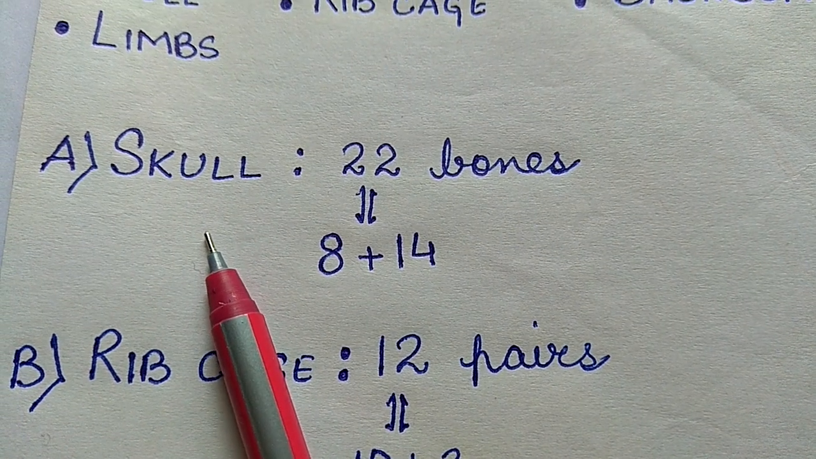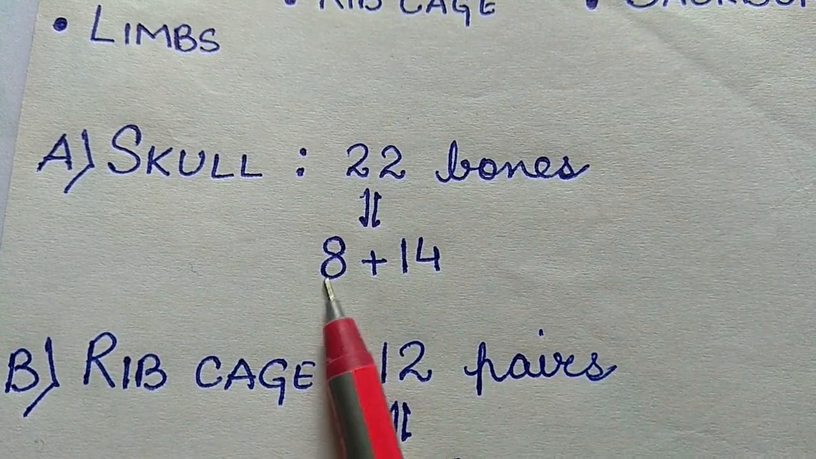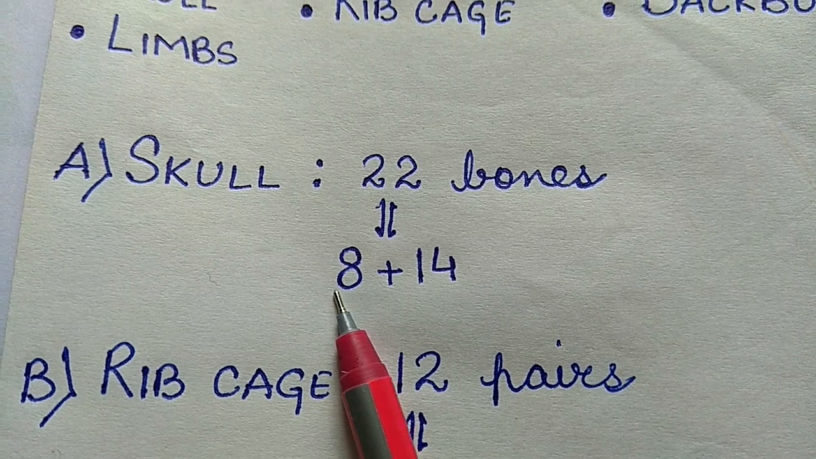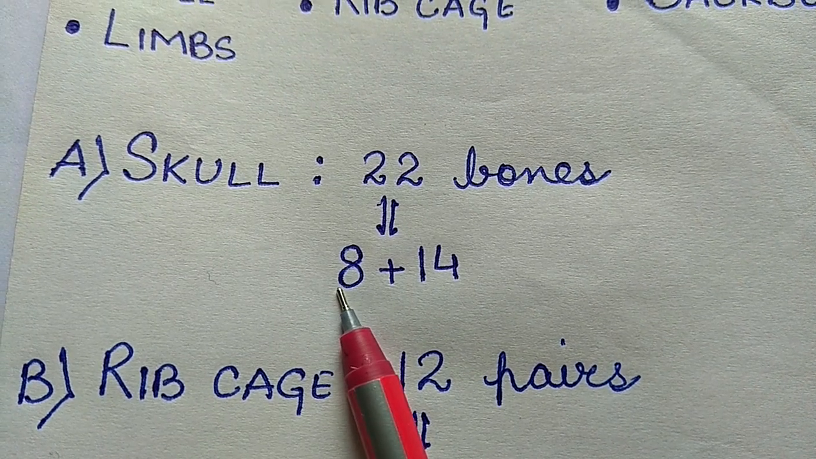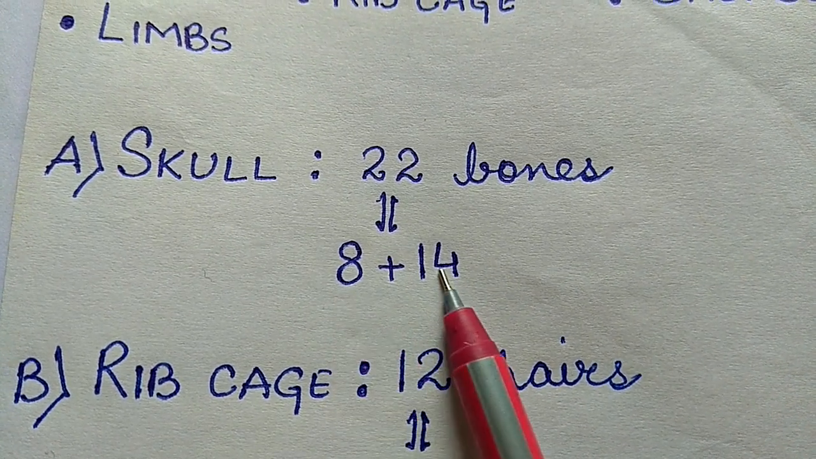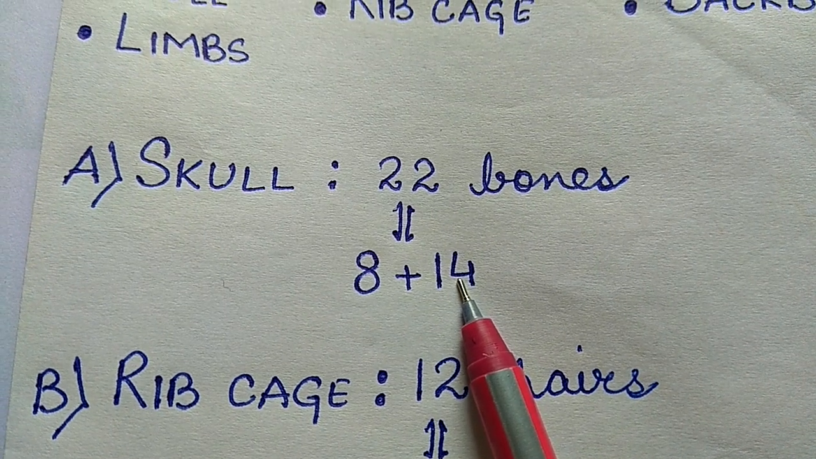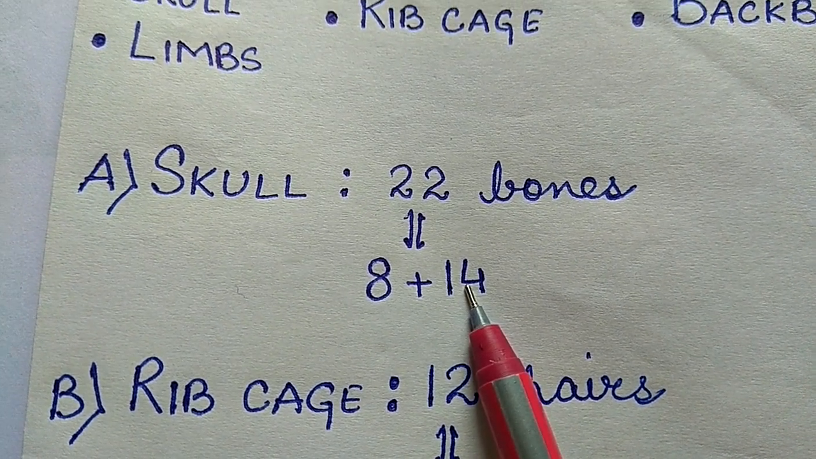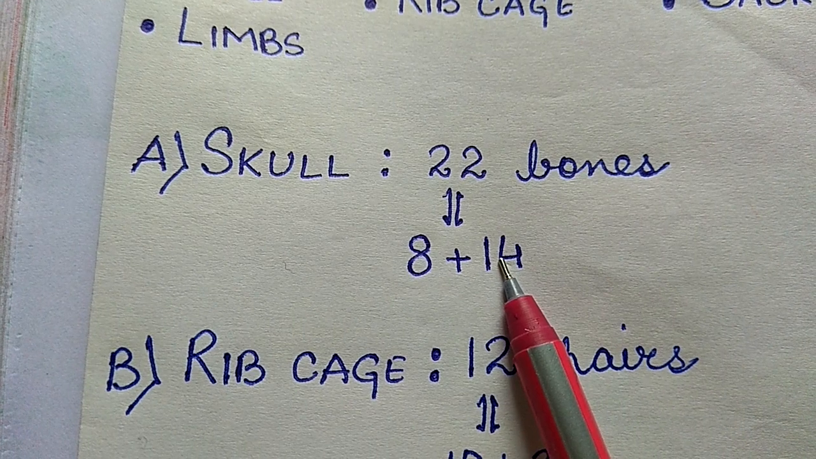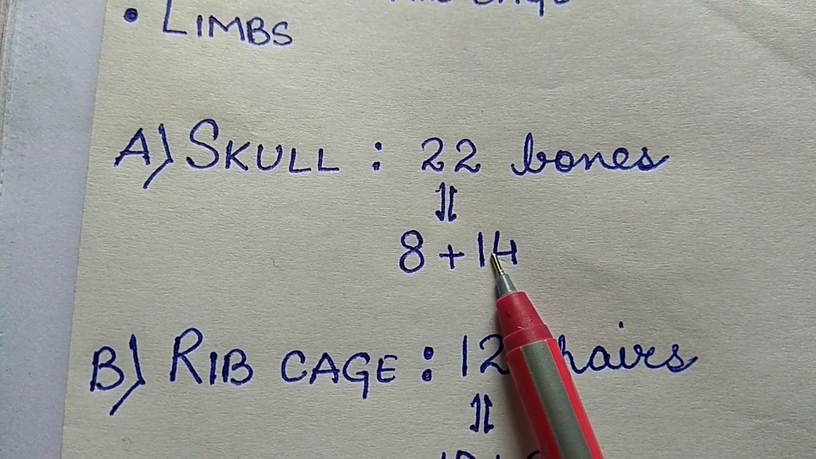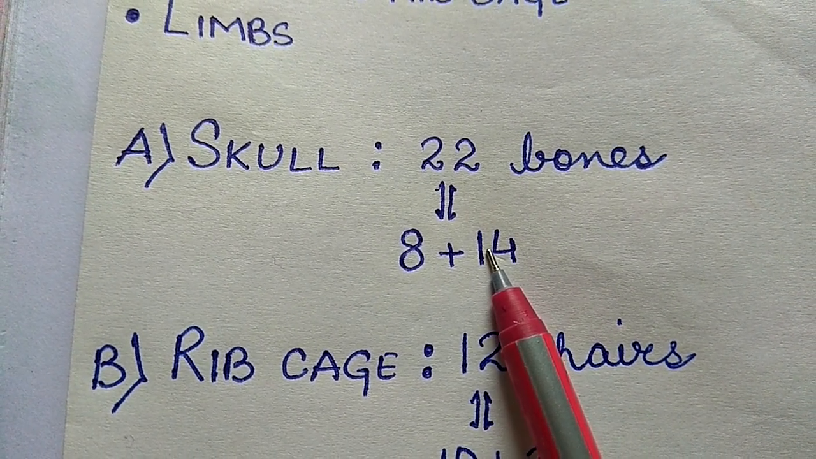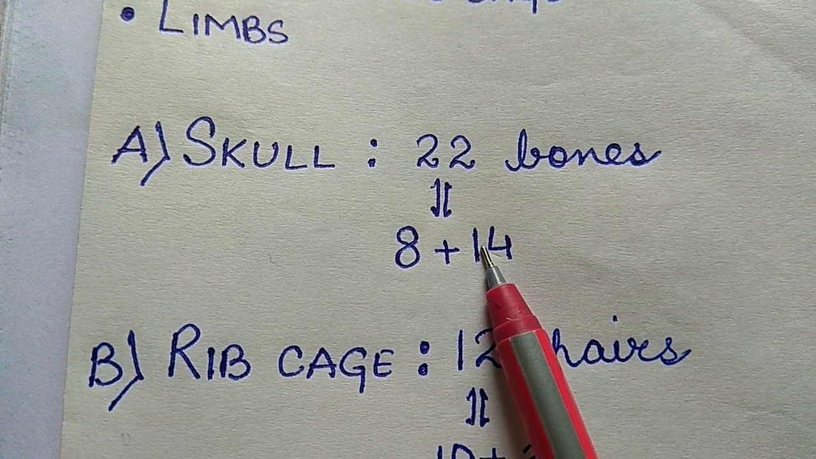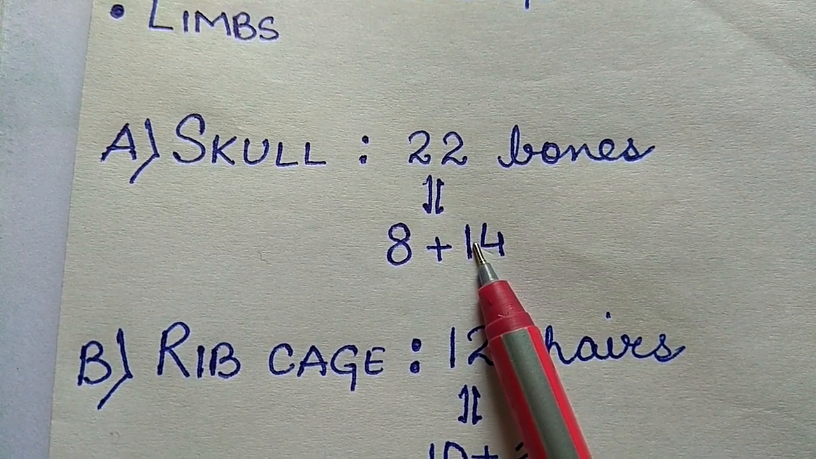It is made up of 22 bones, 8 flat bones which are interlocked together. They give shape to the head, and 14 bones which form the frame of the face. The lower jaw is fixed to the upper jaw. We can only move the lower jaw of the skull. The skull protects the delicate brain.